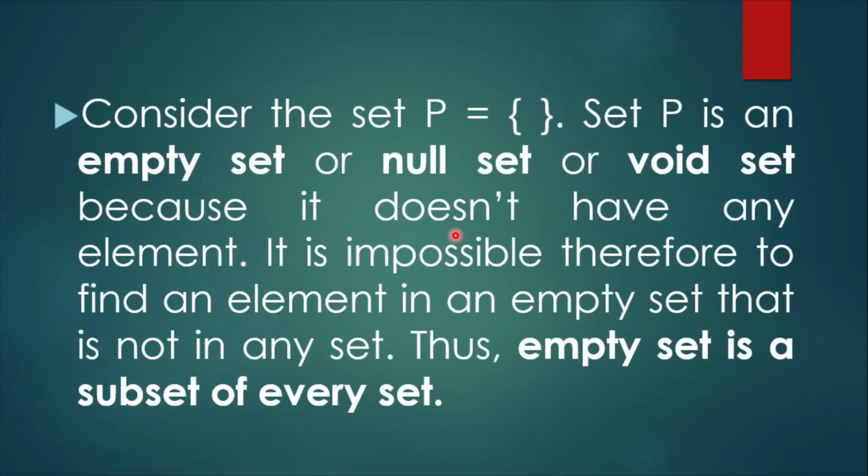Okay? Next, consider the set P, this one. Sabi natin kanina, pagka wala siyang laman, we call this an empty set or null set or sometimes called void set. Okay? Because it doesn't have any element. Now, it is impossible, therefore, to find an element in an empty set that is not in a set. So, that is why we come up to a fact na empty set is a subset of every set. Okay? So, meron tayong 3 facts kanina. Okay? So, ito, empty set is a subset of every set. Every set is a subset of itself. And every set is a subset of the universal set.